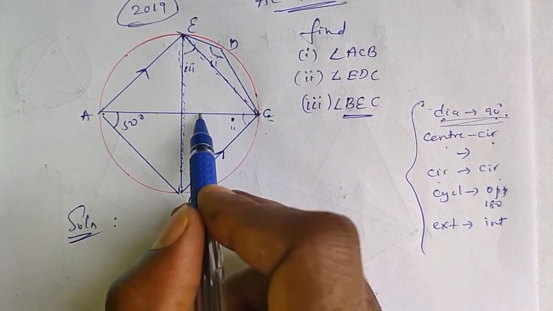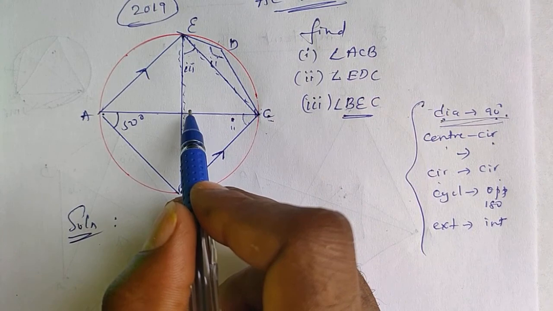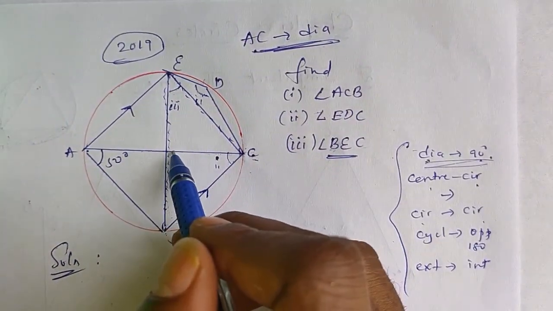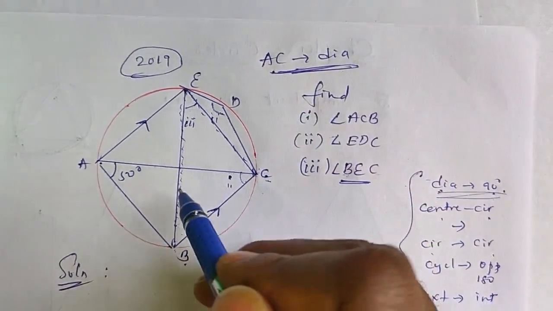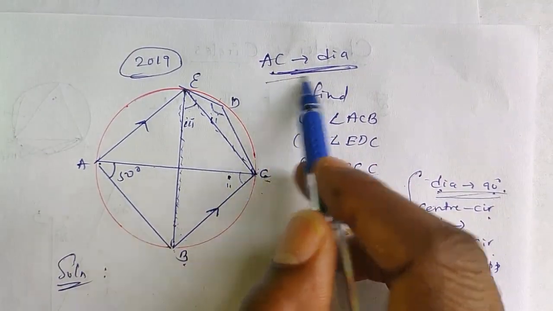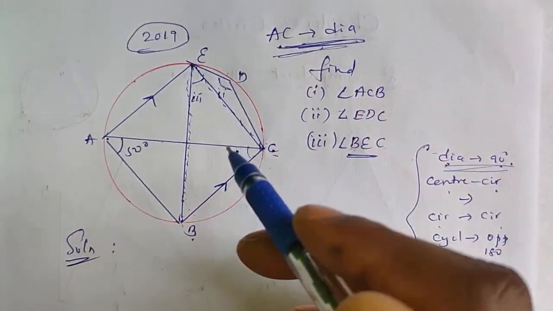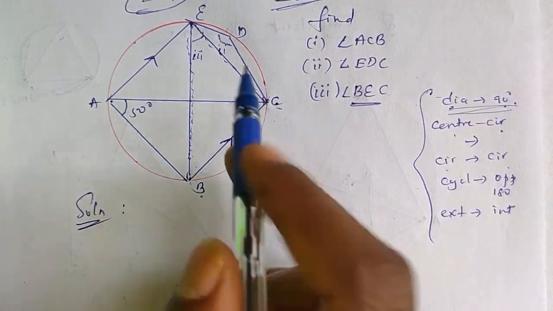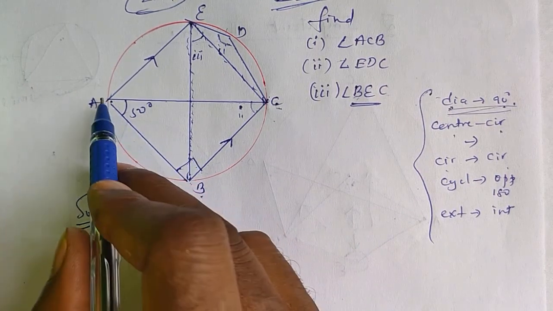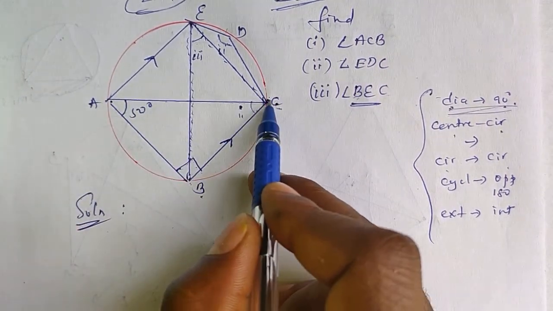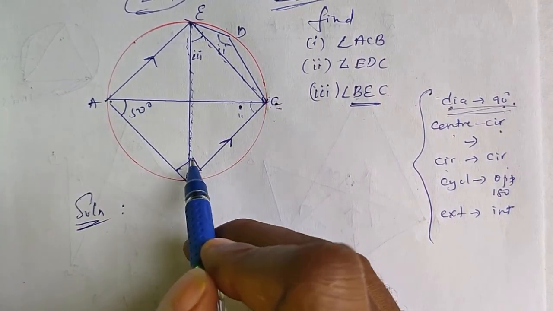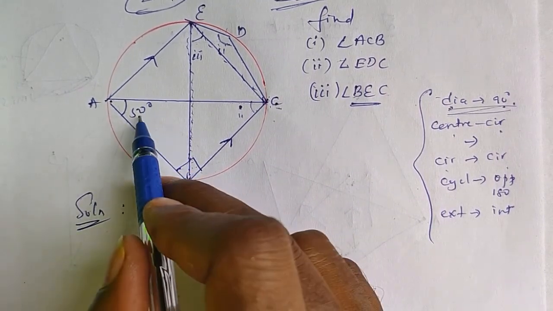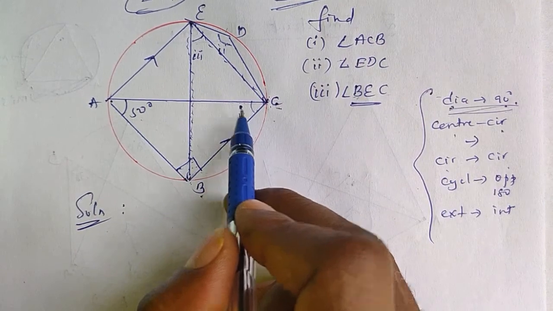Here AC is a diameter, but it is not passing through the center in the diagram. Of course, in the question they have given that AC is a diameter. If it is not passing through the center also, in the question it is given AC is a diameter, so use it. From the A end and the C end, we can mark 90 degrees. A is the end of the diameter, C is the end of the diameter, then we get 90 degrees. So what is the use of writing 90 degrees here? Once we write 90 degrees, with 50 already given, finding the third angle is easy.